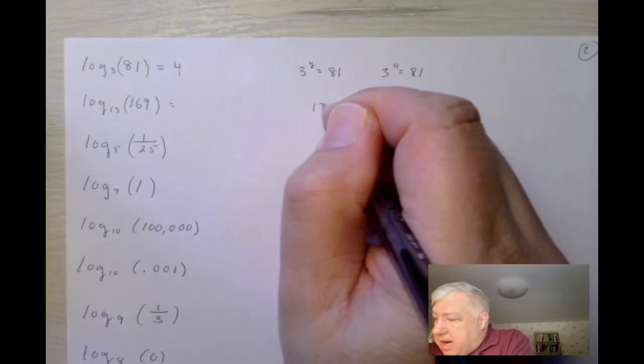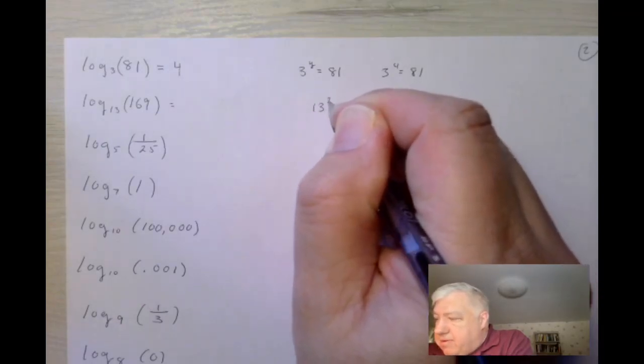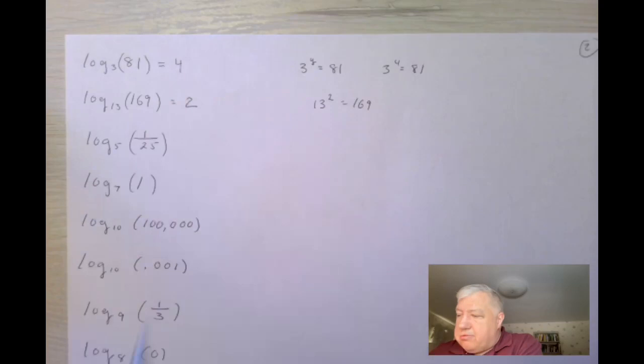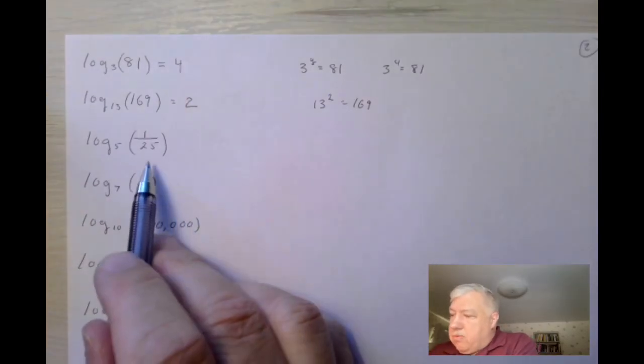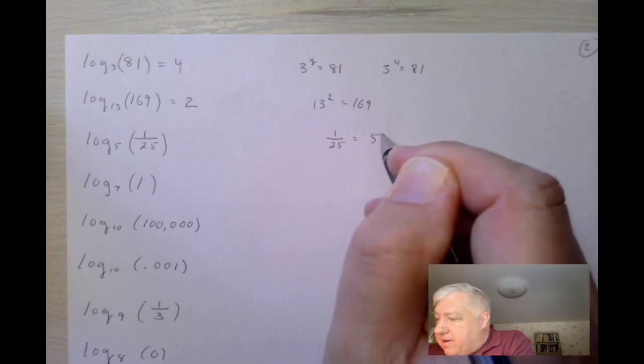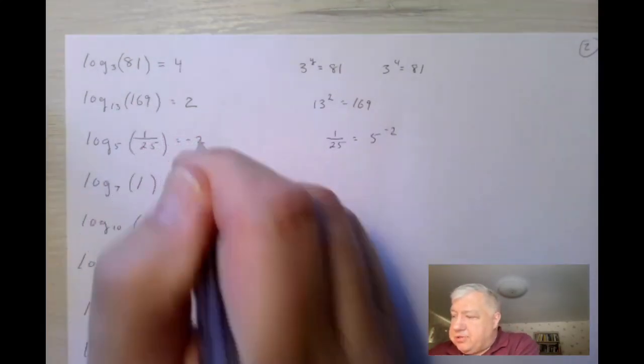13 raised to what power is equal to 169? Okay, some of you may have memorized this, maybe not. 13 squared is 169, so the log is 2. 1 over 25 as a power of 5, that's 5 to the minus 2. So this would be minus 2.